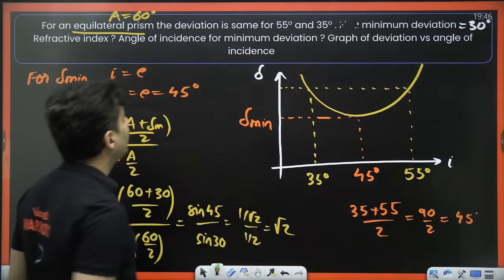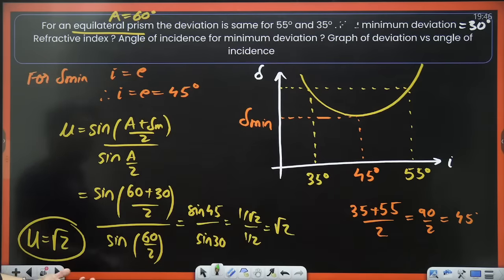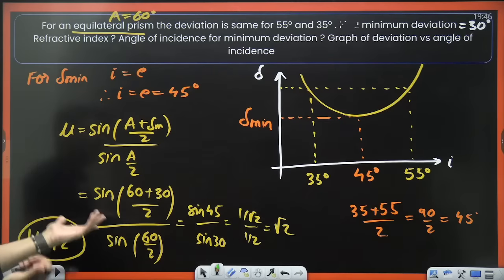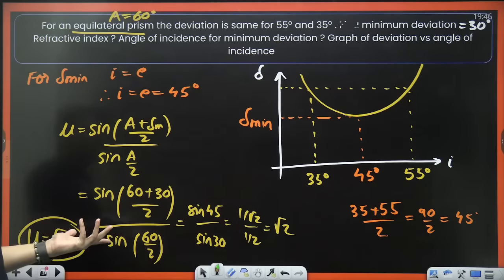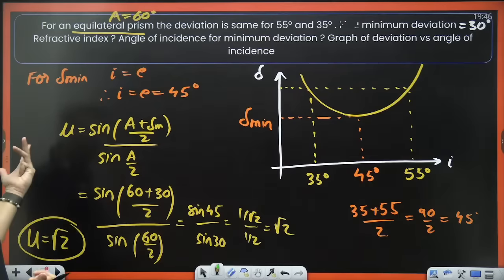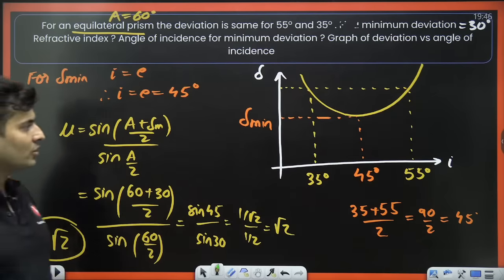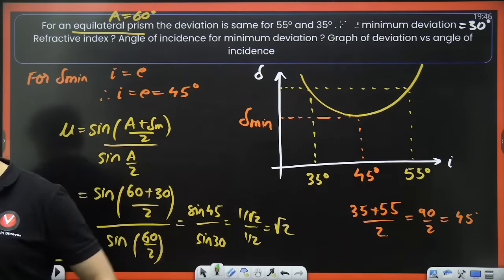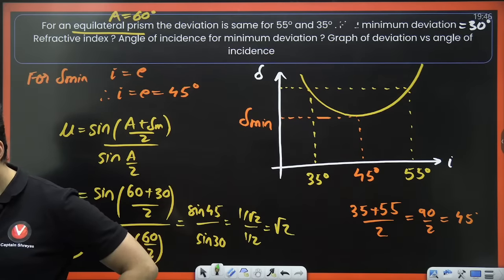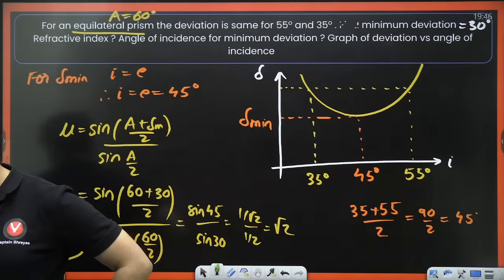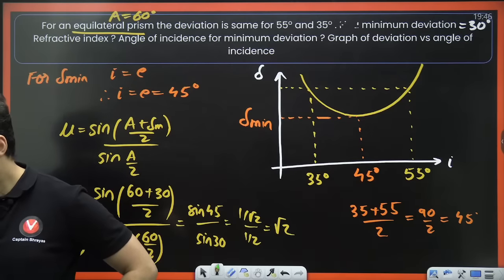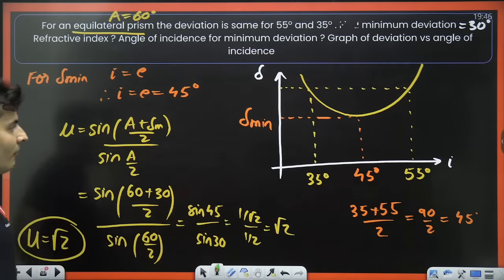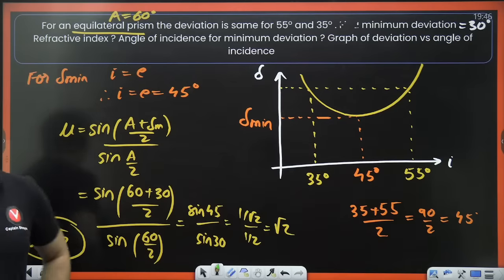Then what else is remaining? What is that angle of incidence for minimum deviation? That is also done. Very nice. And we drew the graph also. That is also done. So you have done everything in this. Clear, my dear students? Very nice. Great. Okay. Shall we move ahead now?